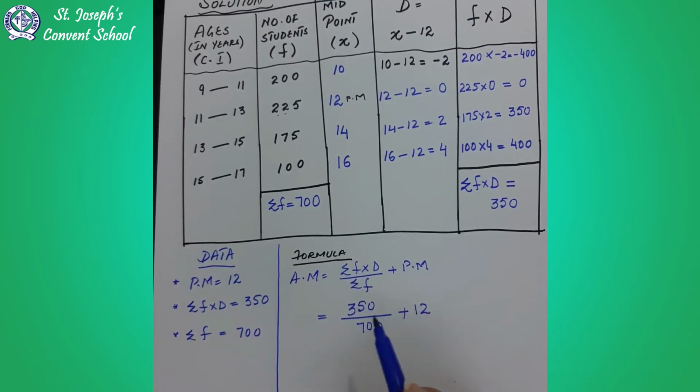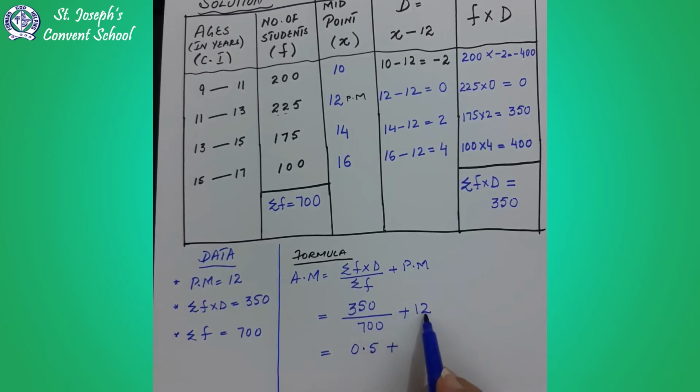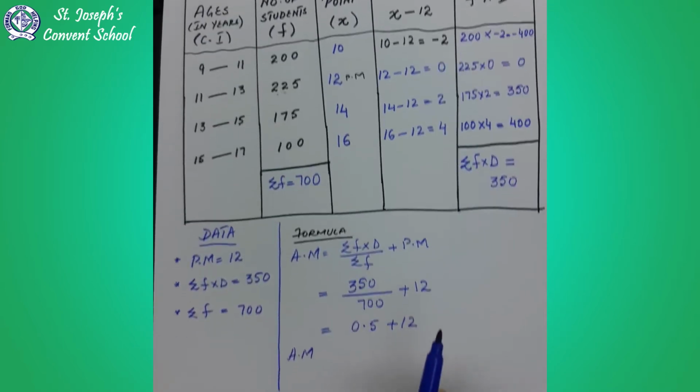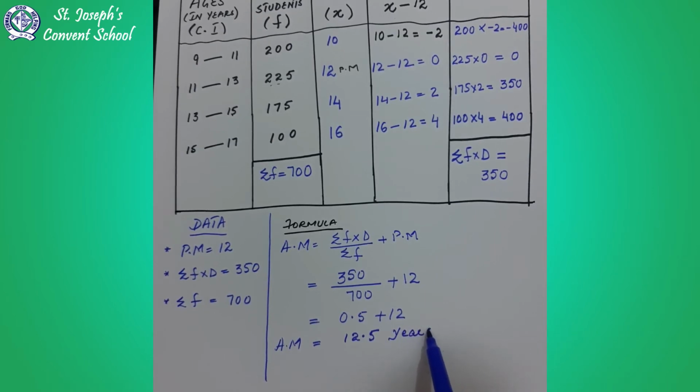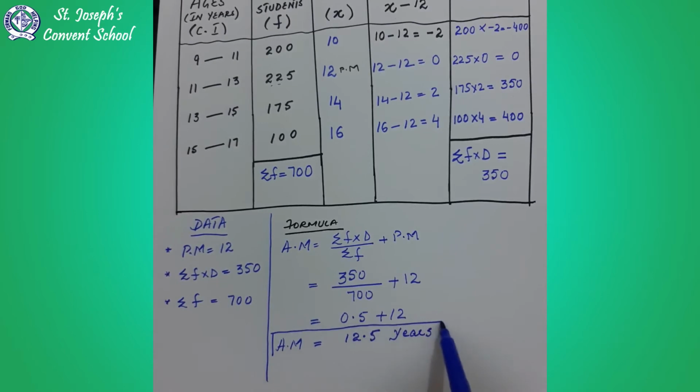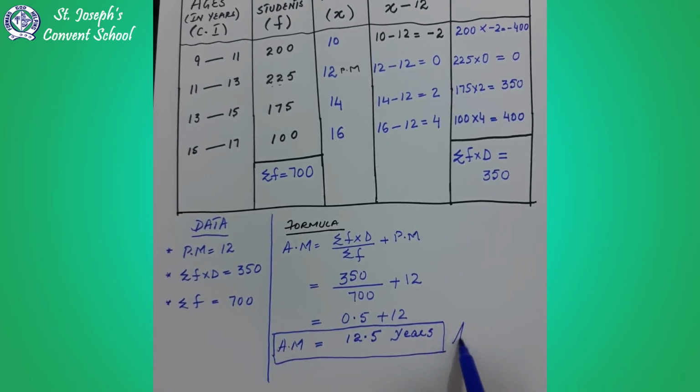Now how to solve it? You will divide these two values. You can use a simple calculator to divide. Divide these two and you will get 0.5, plus this value 12. After adding, the arithmetic mean equals 12.5. You will write the units. What is 12.5? What you are supposed to find? Years. So this is the average year of the students. So you are finding the average year. This way you can solve it.